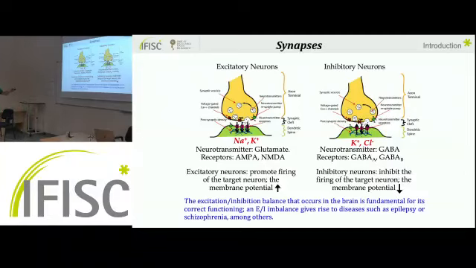This excitation-inhibition balance is very important. It occurs in the brain and is fundamental for its correct functioning. If I have an imbalance, this gives rise to diseases such as epilepsy, schizophrenia, and many others. Most of these diseases that we hear a lot about are due to an imbalance between excitation and inhibition. So this balance is really important.